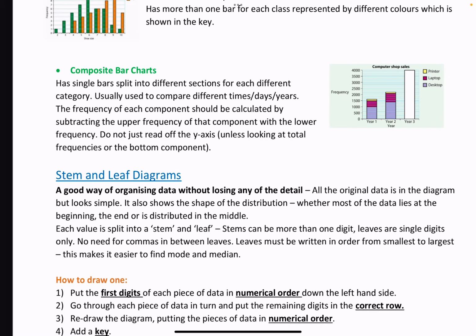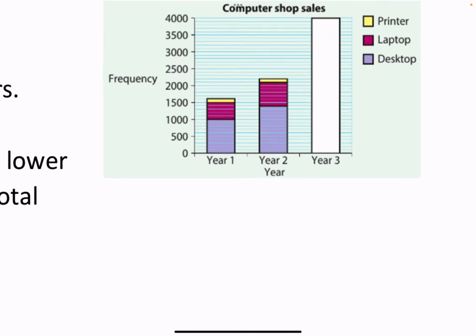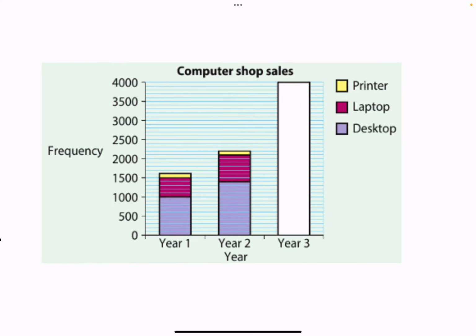Composite bar charts split it into different sections for each different category, and you can tell just by looking at it. For example, we have an example of a composite bar chart for computer sales. In year 1, you can see that there was a high proportion of desktop sales in comparison to printers.